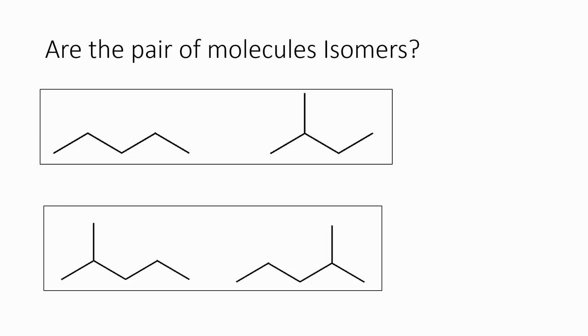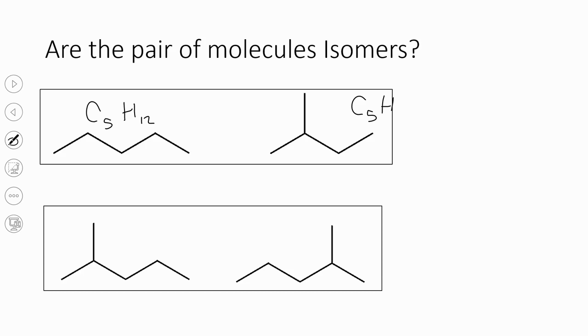That's a good thing for an isomer. Now we need to write out the formula. So what did you get for the formula for this molecule? 5 carbons and 12 hydrogens. Okay. All right, and how about this one? What's the formula? Carbon, same 12 hydrogens.